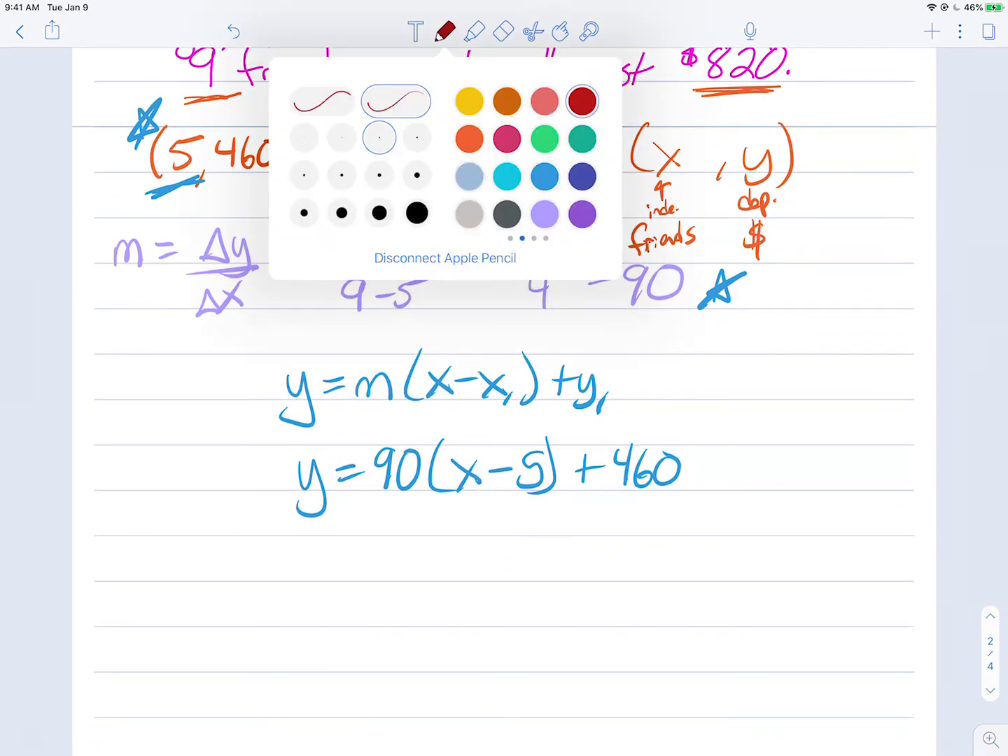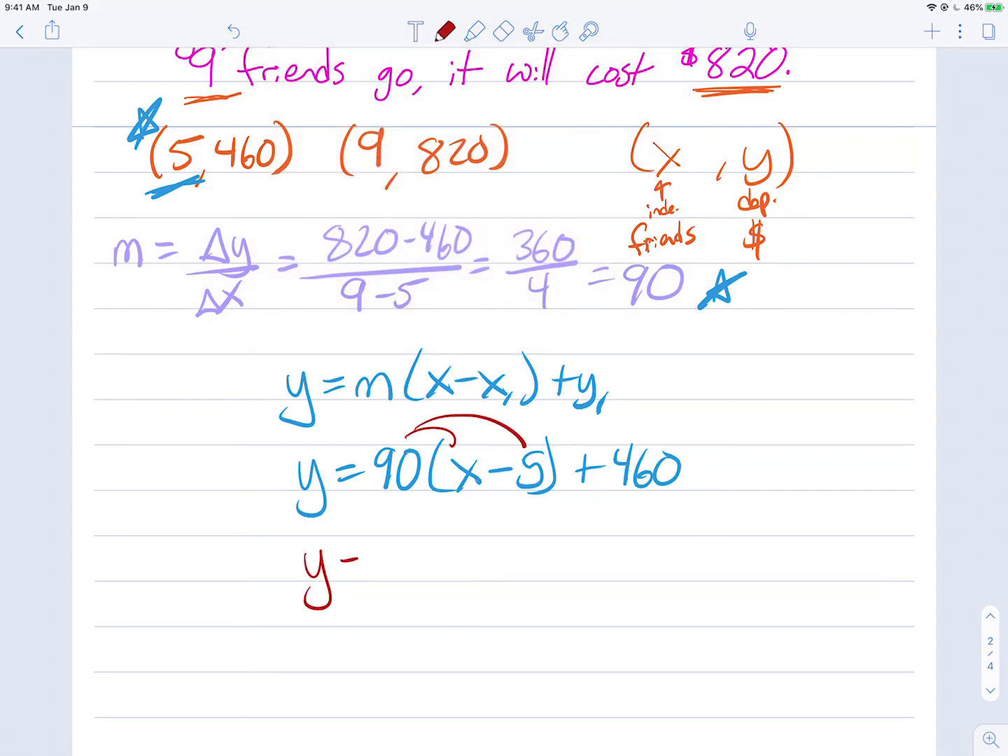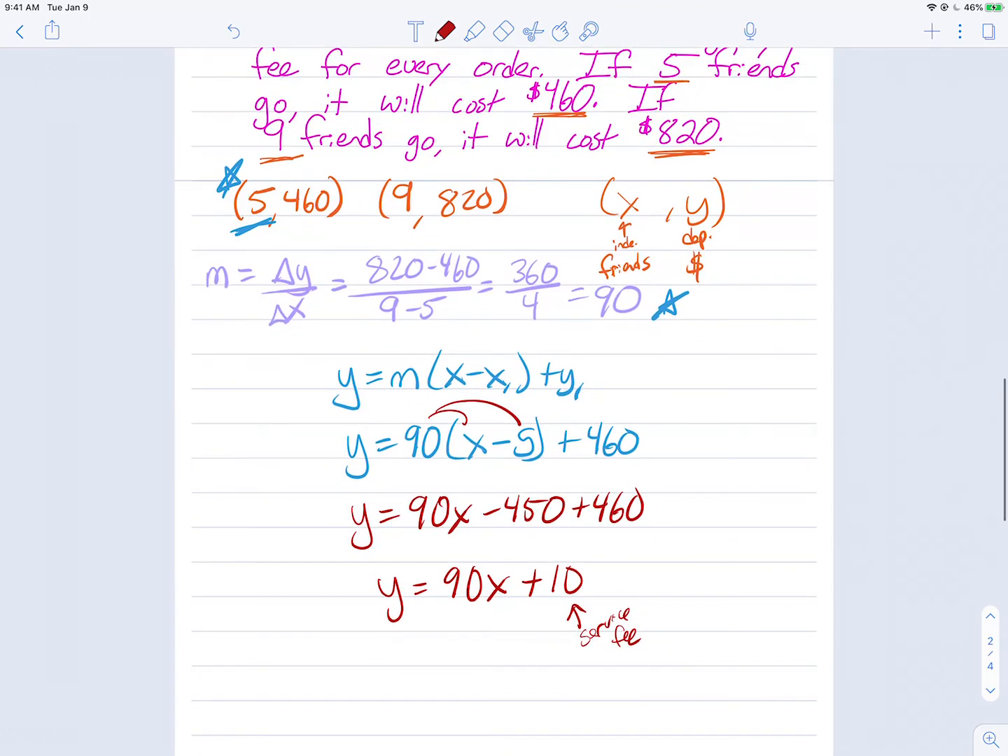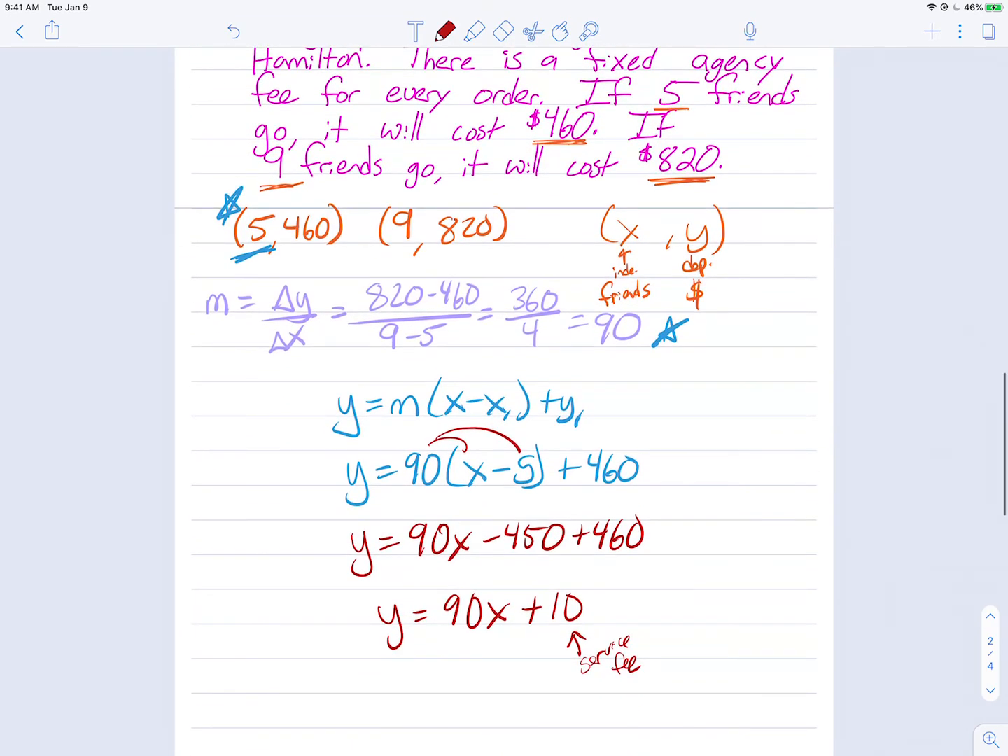And if I simplify that, I'm going to distribute. y equals 90x, and 90 times 5 is 450, plus $460, and y equals 90x plus 10, which means that our service fee was $10. Not too bad. So our equation is 90x plus 10. So now if we end up with 12 friends that want to go see Hamilton, we would just go 90 times 12 and add $10.